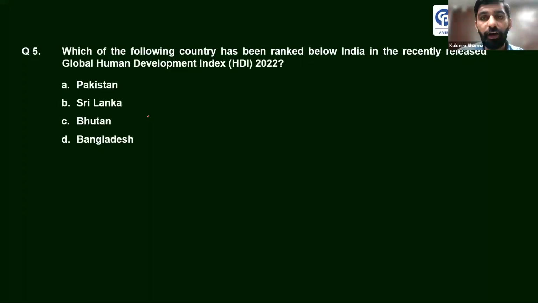Next question. Which of the following countries has been ranked below India in the recently released Global Human Development Index 2022? Since it's ranking based, you have to tell me which of the following four countries was ranked below India in the HDI index. Four options: Pakistan, Sri Lanka, Bhutan, and Bangladesh. And the answer here is Pakistan, which stood at around 165 and which is actually below India. Sri Lanka has a very good rank in this HDI index. And apart from Sri Lanka, Bhutan, Bangladesh, and China also are way ahead of India in terms of HDI index.